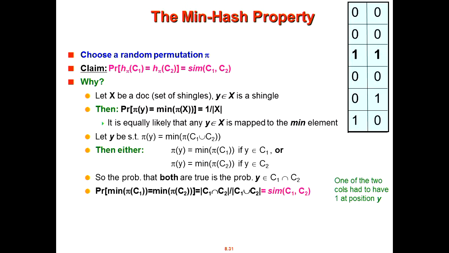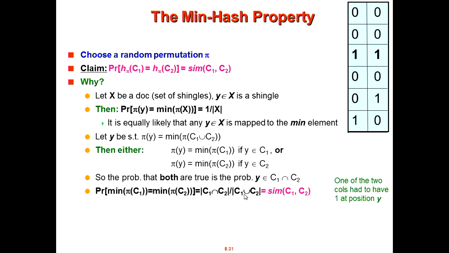So both columns should have a 1, which means that this position must have a 1 in both columns, right? So only this number of the columns can be in this case. Only the rows in the intersection of the two columns have both 1s, right? So only these rows could be this case. And how many rows are there?